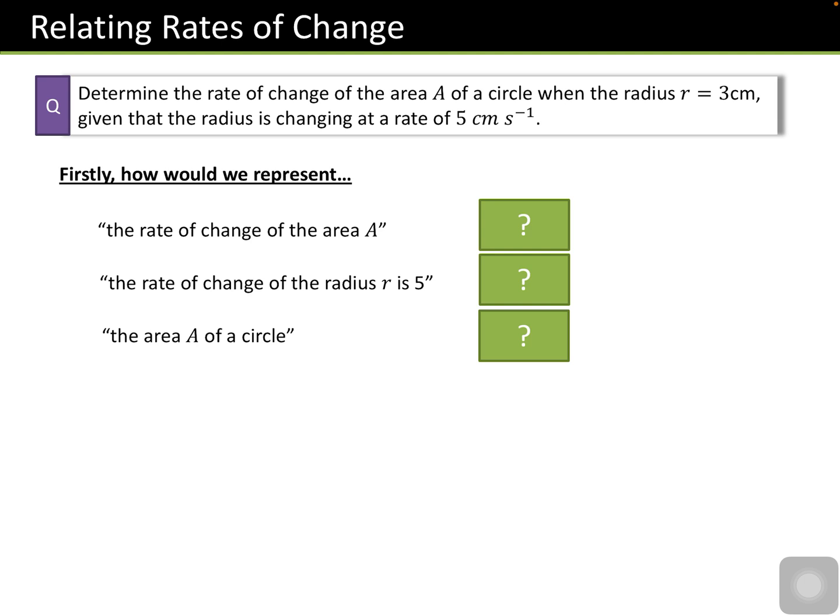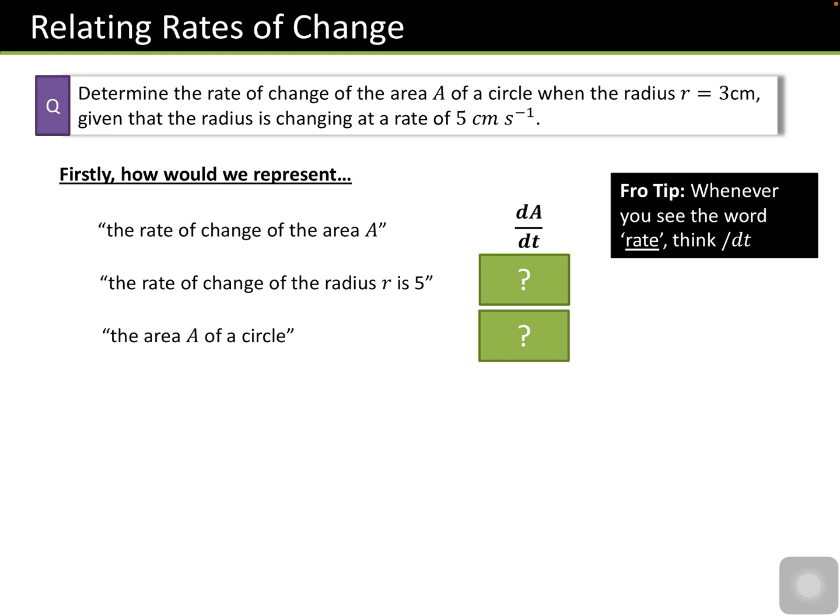So what I need you to do now is forget about integrating for the moment, and we're going to go back to differentiation and back to a use of the chain rule effectively. So relating rates of change, it's all about mixing two rates of change to find out missing parts. So for example, if we need to talk about the rate of change of the area A, whenever we talk about rate of change, we're on about something over dt. So the rate of change of the area will be dA/dt.